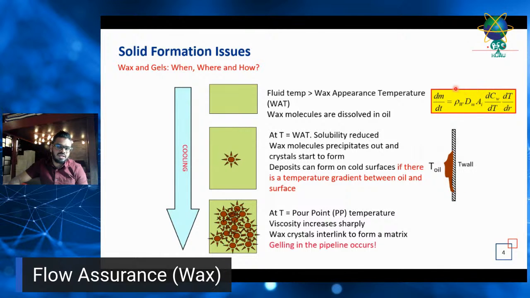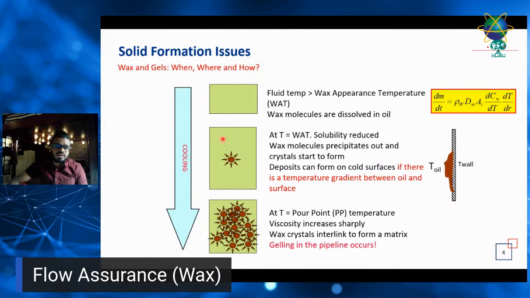And if you look at this formula here, this equation is actually derived from Fick's law. So your deposition rate is highly dependent on your concentration gradient and also your temperature gradient here. So your driving force here is your temperature gradient. If there is no temperature gradient between the bulk and the ambient condition, then dT over dr will be 0. When this is 0, there won't be any deposition of wax on the inner pipe wall.